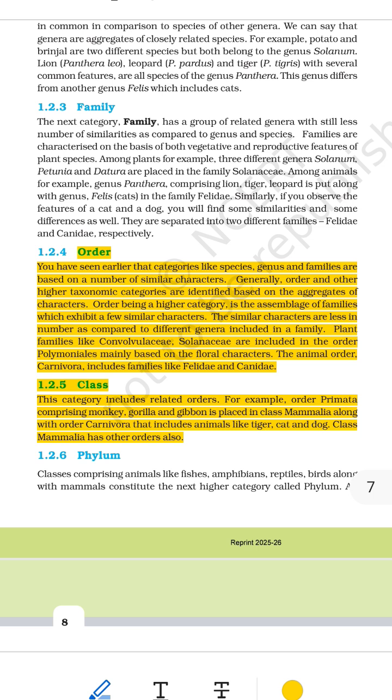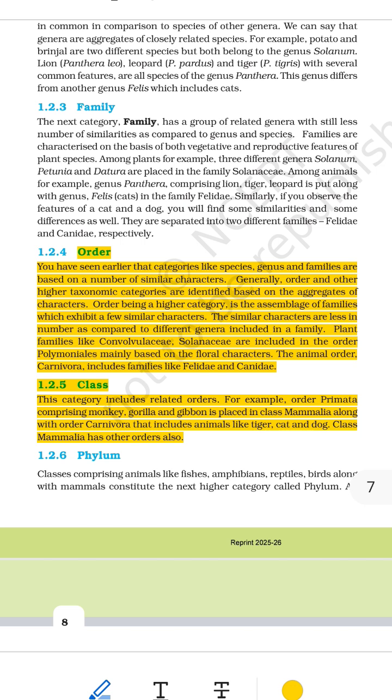Carnivores equals meat eaters. Super simple example from plants. Family Solanaceae: tomato, potato, brinjal. They have similar flowers. Family Convolvulaceae: morning glory, sweet potato, also have similar flowers. Because their flowers look alike, we group them into the order Polemoniales. Key point: families go into an order if they show some basic similarities. It doesn't mean they are very close, just similar enough.